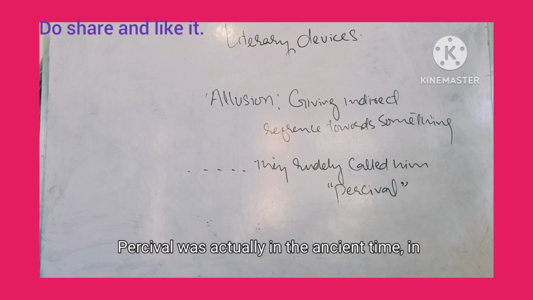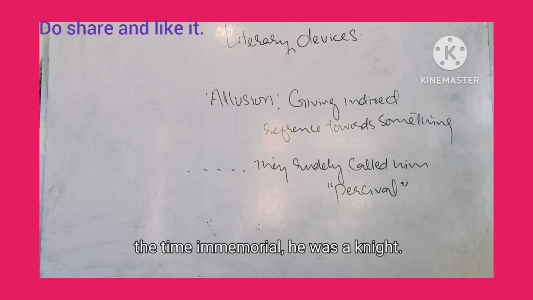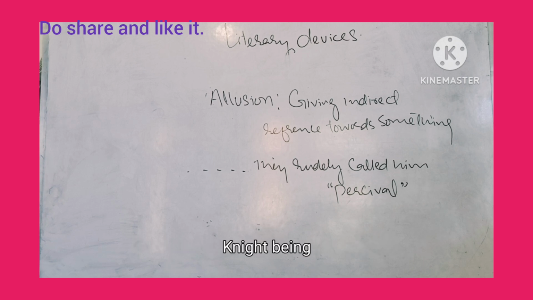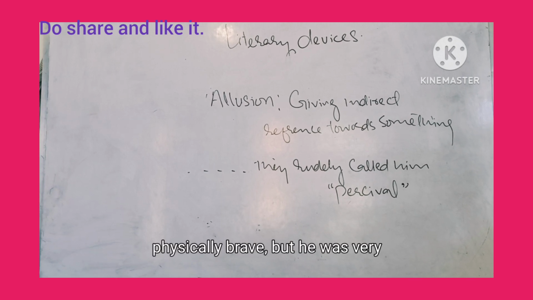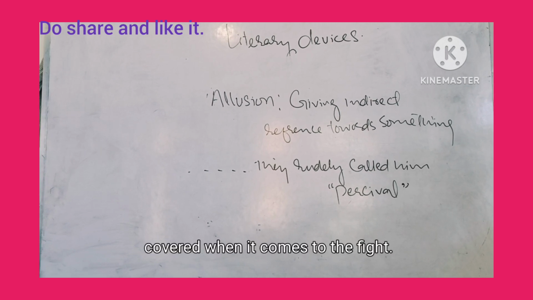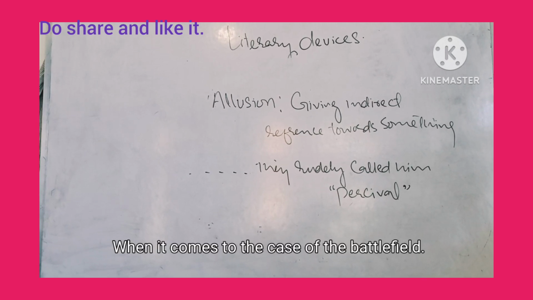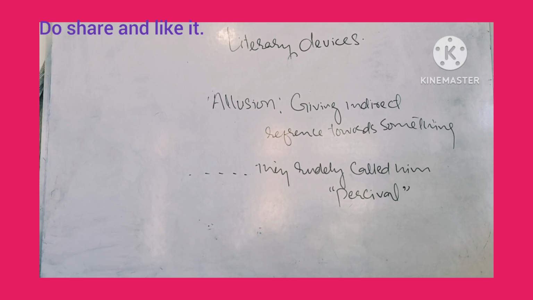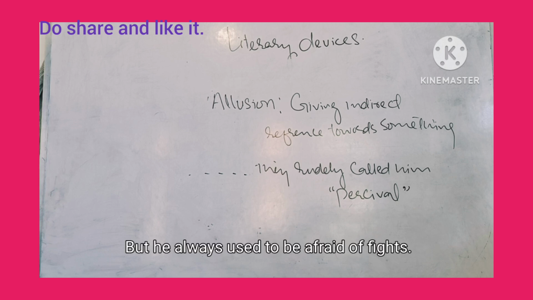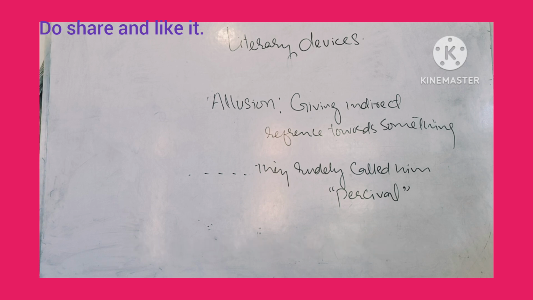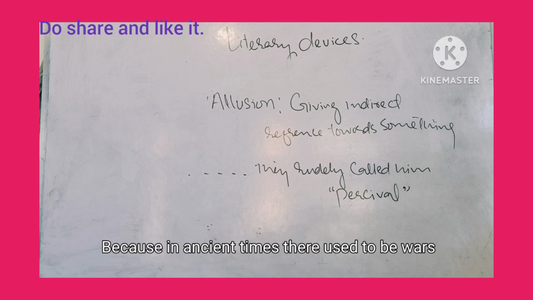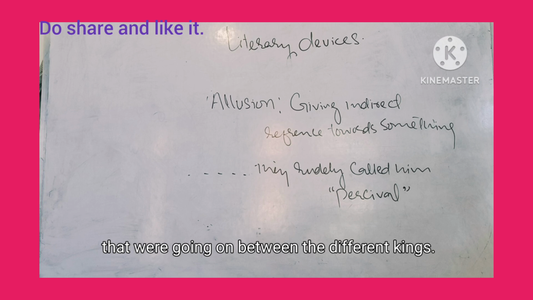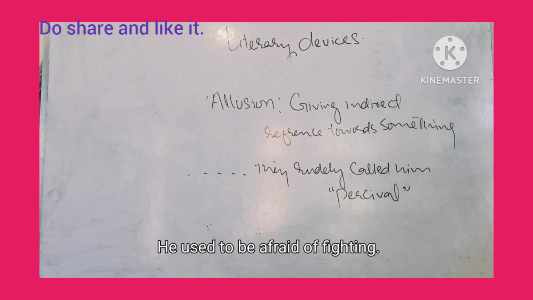Percival actually was, in ancient times, in time immemorial, a knight, being physically powerful, being physically brave, but he was very cowardly when it comes to the fight, when it comes to the case of the battlefield. He was a powerful person, a knight, but he would always get scared of the fight. He would not go to fight because in ancient times there used to be wars going on between the different kings. He was afraid, he was scared of fighting.